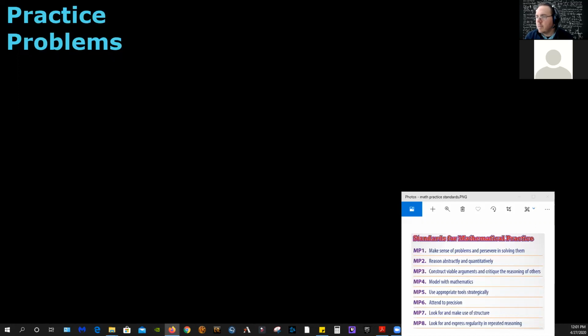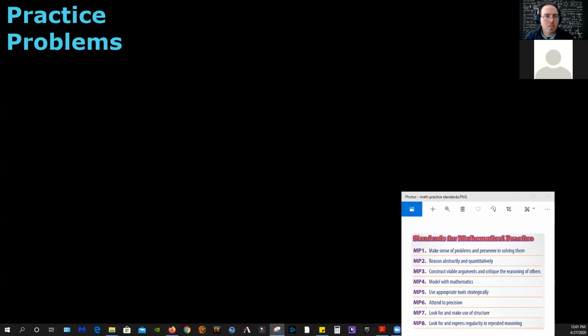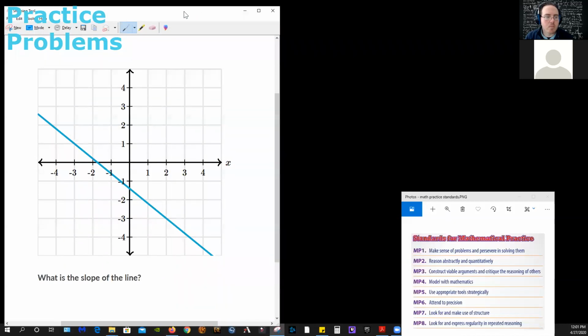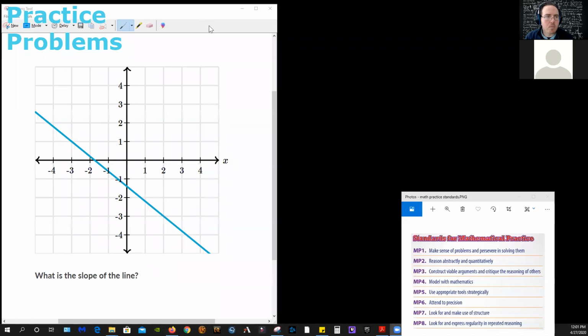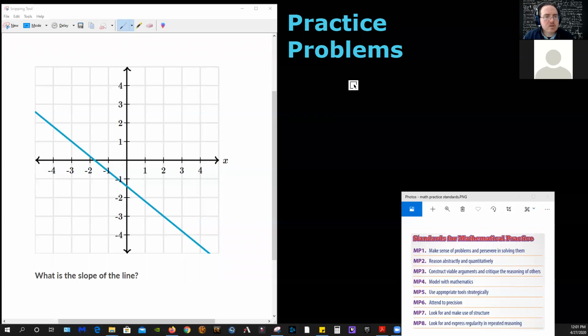All right, we're going to take a picture of this, and then we're going to all count the slope very carefully together. Again, this is just a practice problem. This is not your assignment question yet.